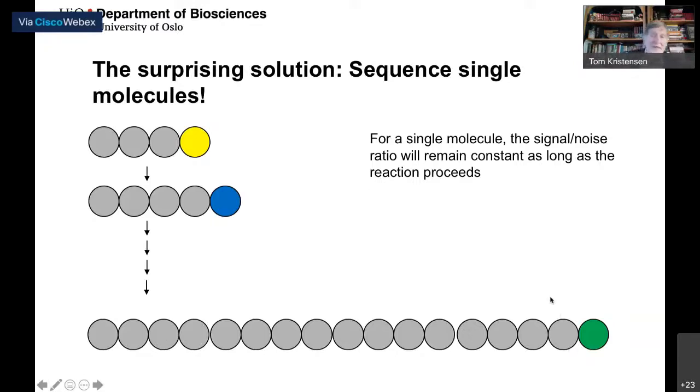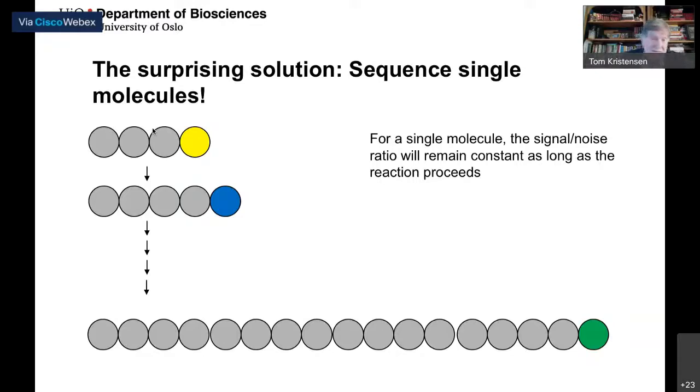provided that we have methods to read signals from single molecules. And that's, of course, quite a challenge. In the Illumina instrument, we had, say, 500 copies of this tagged nucleotide in a given position. If we work with a single molecule, we only have one molecule tag, and we must be able to detect that one in some way.